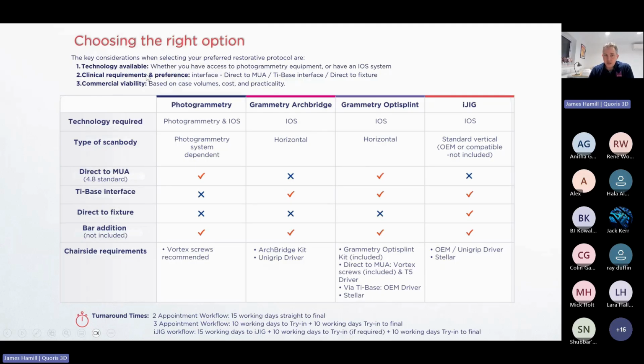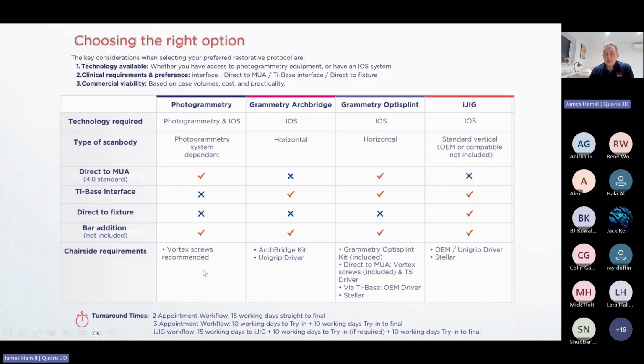Number 2 is your clinical requirements and preference. So you have to think about what interface do you want. Do you want to go direct to MUA with no metal interface? If you do, you can see here, direct MUA is only available on photogrammetry and OptiSplint because we can lab scan it, as I explained. If you're happy with a tie-based interface, then you can go for ArchBridge, OptiSplint, or iJig. And if you want to go direct to fixture, you only can use the iJig protocol. They all can have a bar added. You just need to let us know.